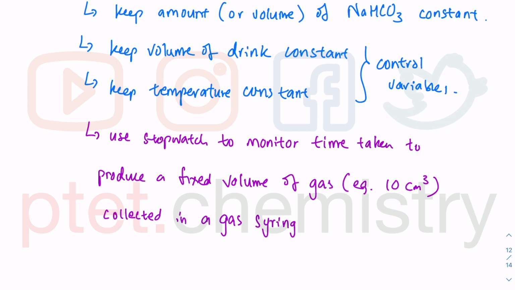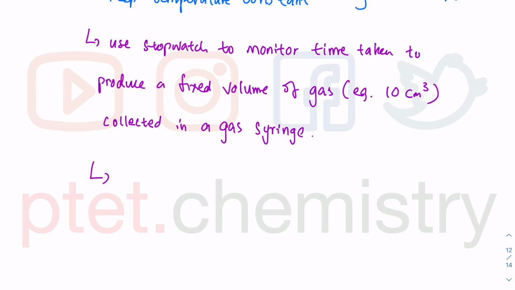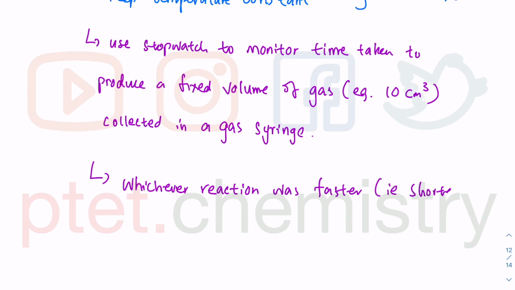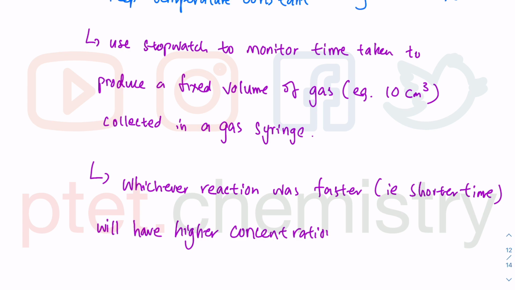Now the last bit is about comparison of result, right? So whichever reaction was faster, i.e. shorter time to collect a fixed volume of gas, will have higher concentration of the phosphoric acid, because we know concentration is in mole per dm cube.